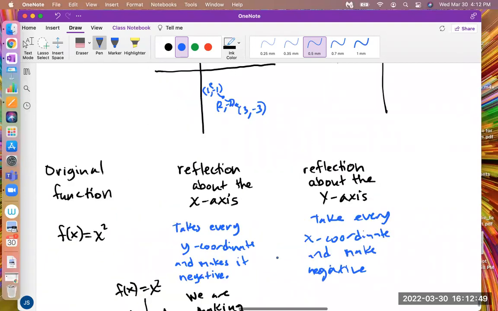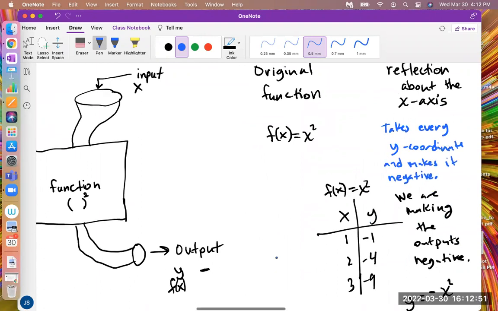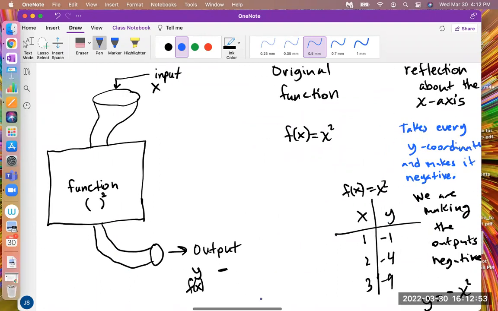Okay, which means that if they're taking an x coordinate and I'm making it negative, am I making the input negative or the output negative? An x coordinate is input. So I'm making the input negative. That means the thing that we plug in for x itself is going to be negative. So we're going to end up plugging in negative x into this squared function.